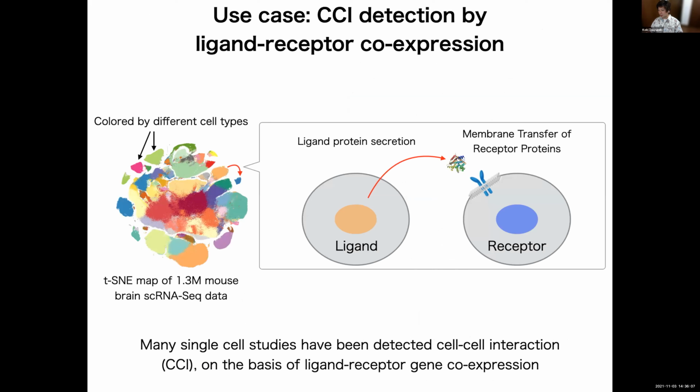Here, I show a use case of tensor decomposition. This is a t-SNE map of 1 million mouse brain single-cell RNA-seq data. In this map, the cells are mapped in a lower dimensional space and have different colored cell types. And many single-cell studies have detected cell-cell interaction or CCI between cell types on the basis of ligand-receptor co-expression.